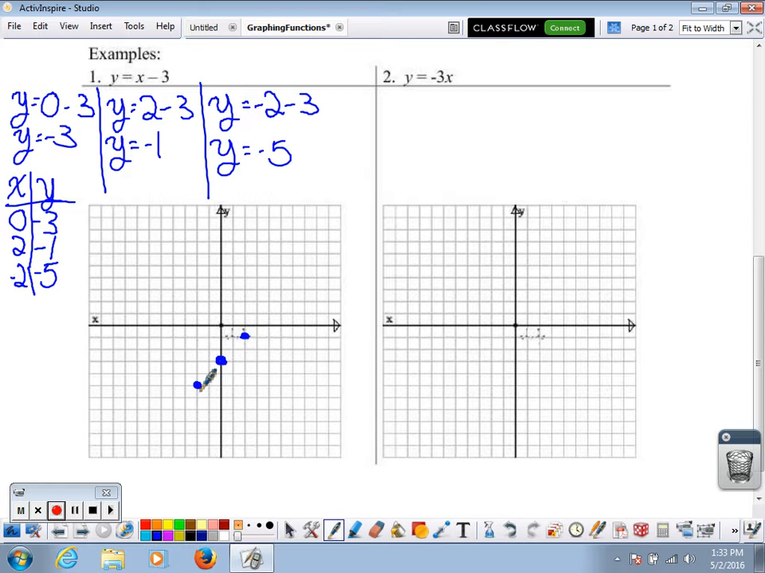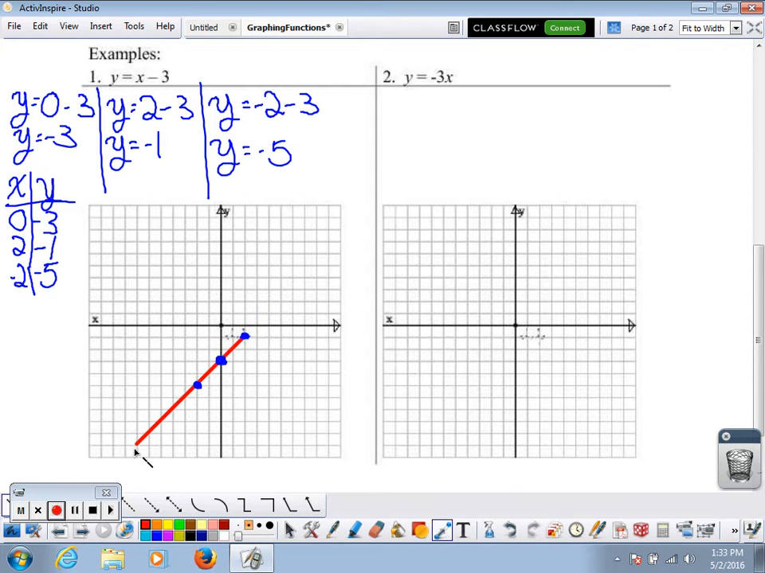Okay, then we take a step back and look. Do those points make a straight line? Looks pretty good to me. So I'll draw the straightest line I can through all 3 of those points. And in fact, I'll draw it all the way across the grid.